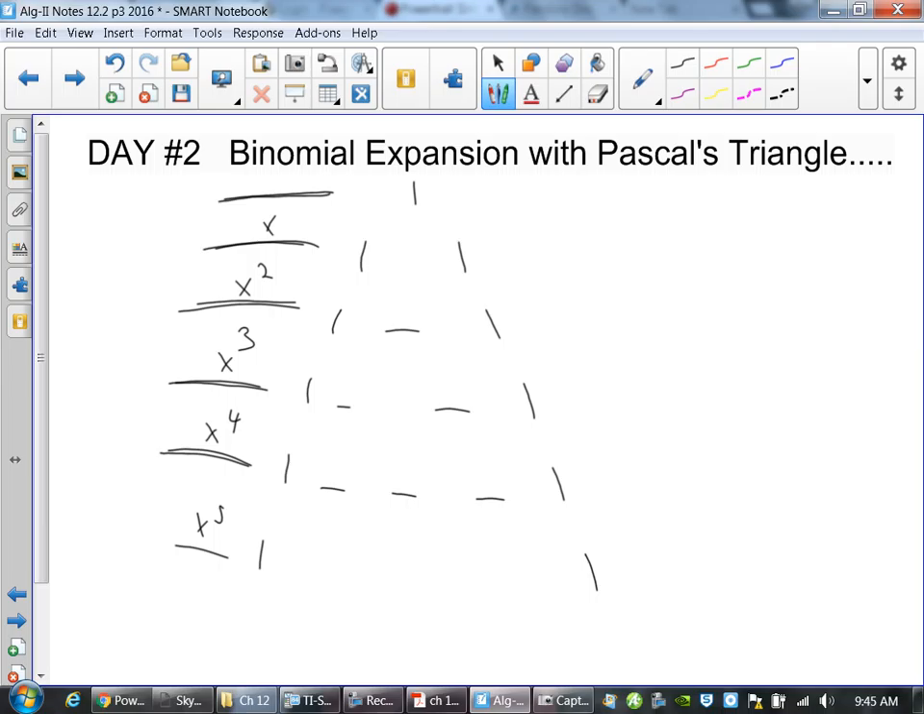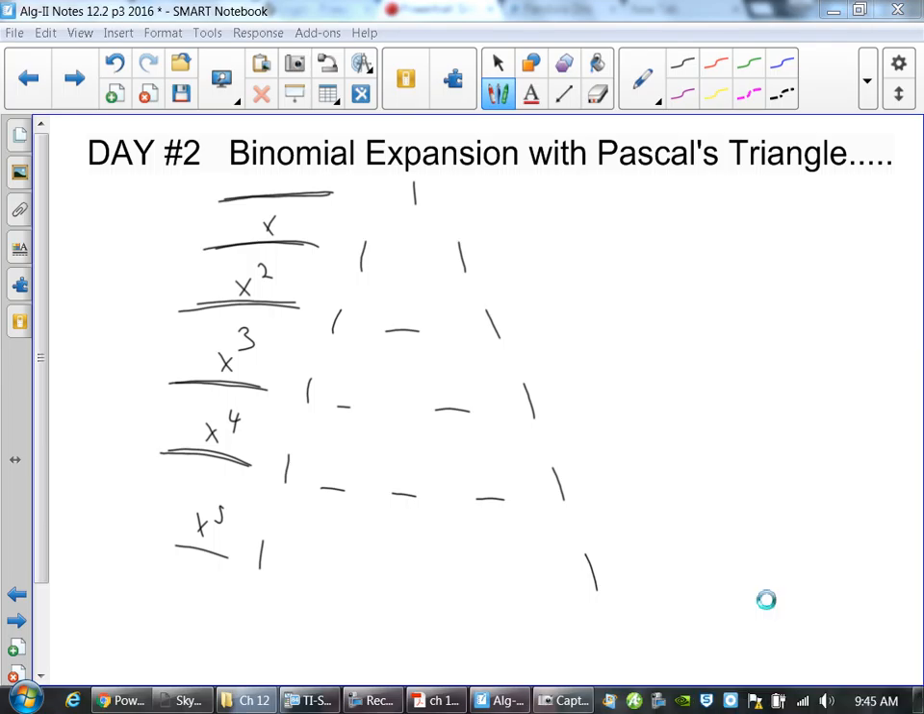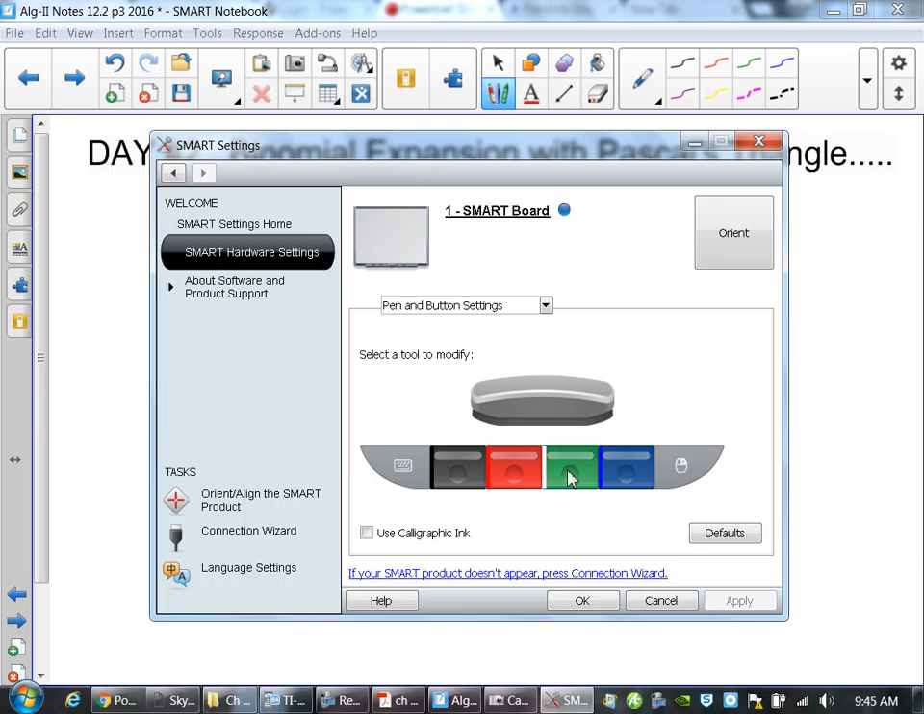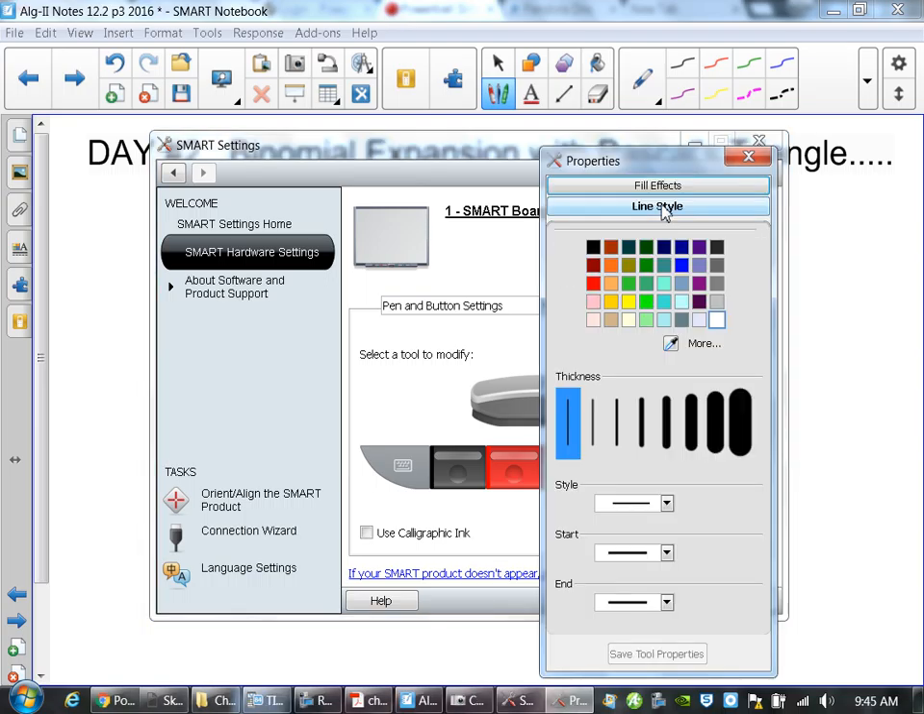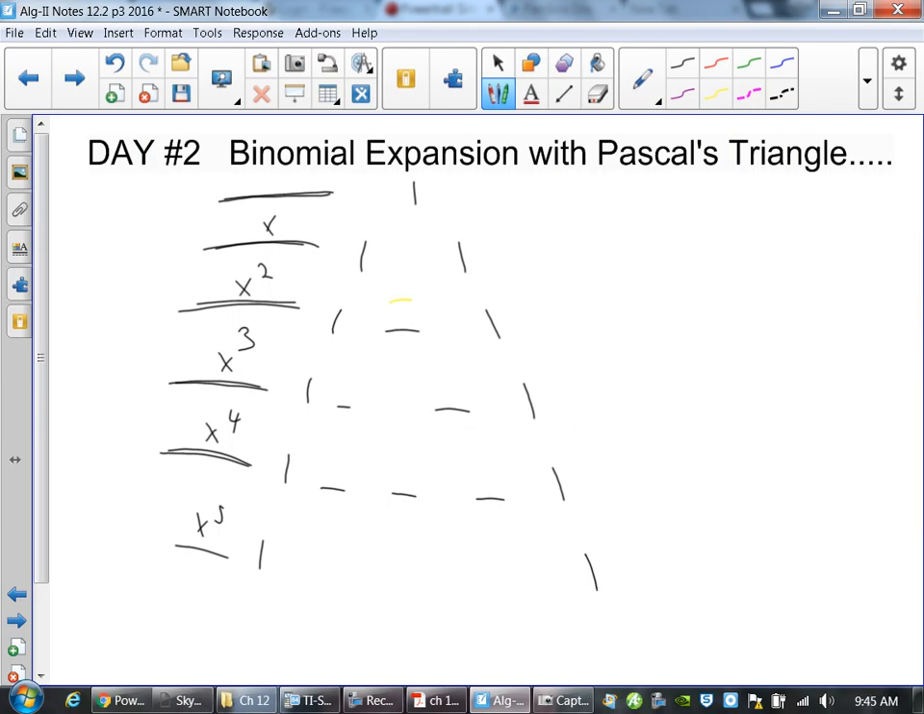Oops, I gotta change that color. So each one of these numbers. Why yellow? I don't know. I just picked yellow. Oh, you can't see it very well though. Each is generated from the 2 numbers that are directly above it. So what's 1 plus 1? 2.